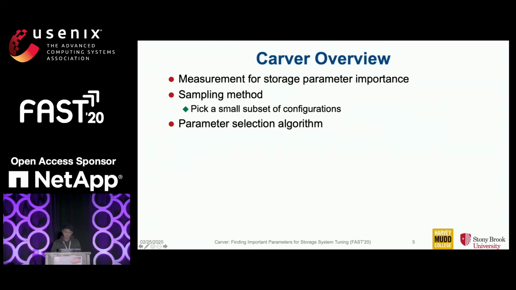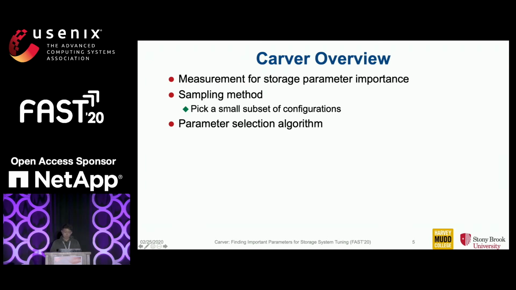So in this work, we took the first step towards this and proposed Cover, which aims at analyzing and selecting parameters by their impact. Cover consists of three components. It first proposes a measurement to quantify and compare the impact of different parameters on predefined objectives, such as latency or throughput.